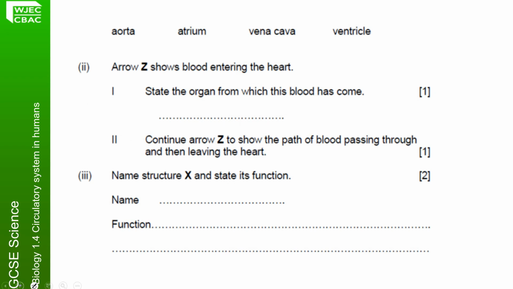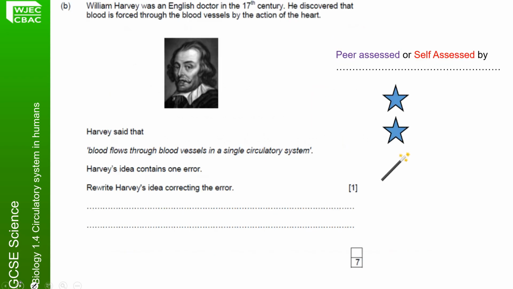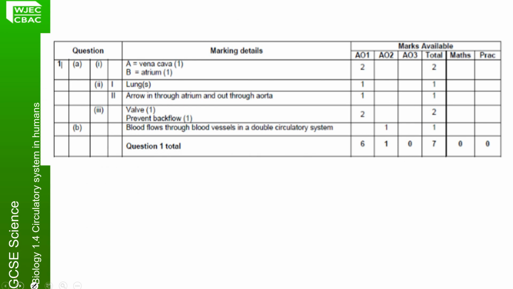So there's parts 2 and 3, and there's part B, which is over the page. So, in terms of what they're looking for, question 1A at the start of page 26, A is the vena cava and B is the atrium, and it's easy, it's 1 mark for each of those correct labels.